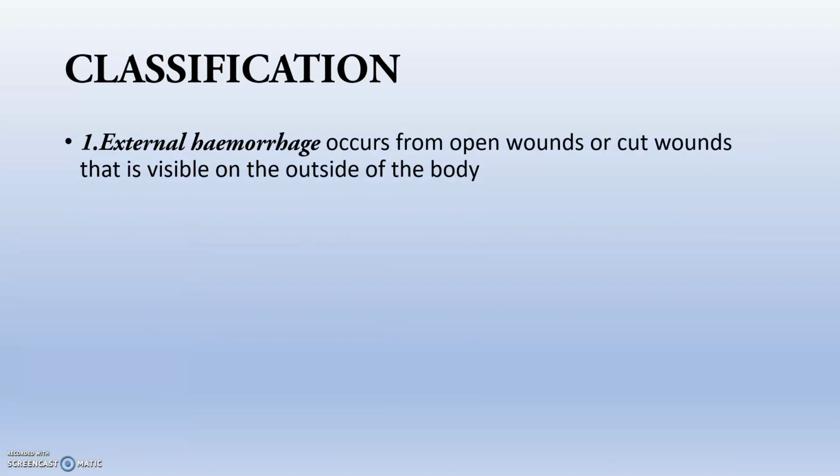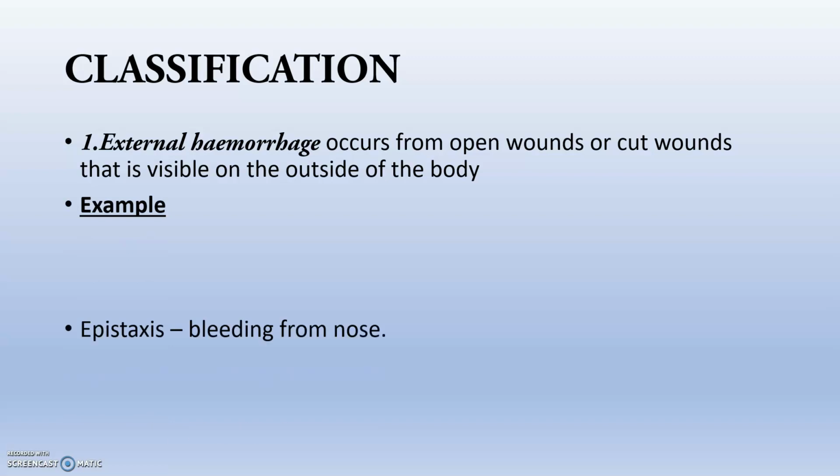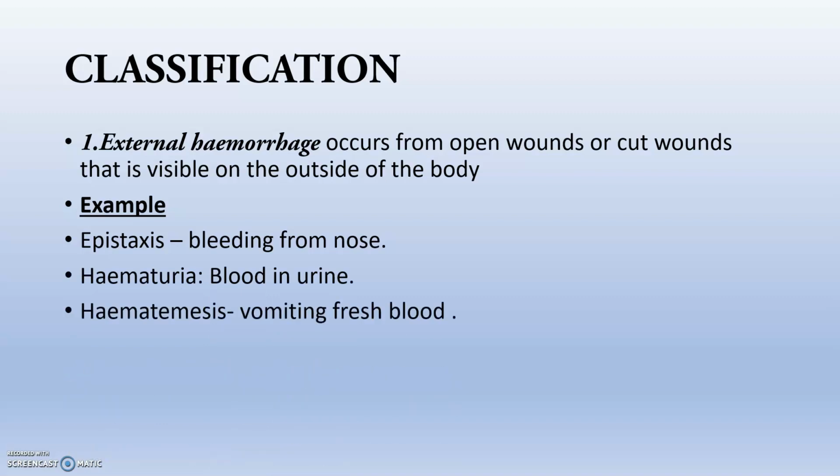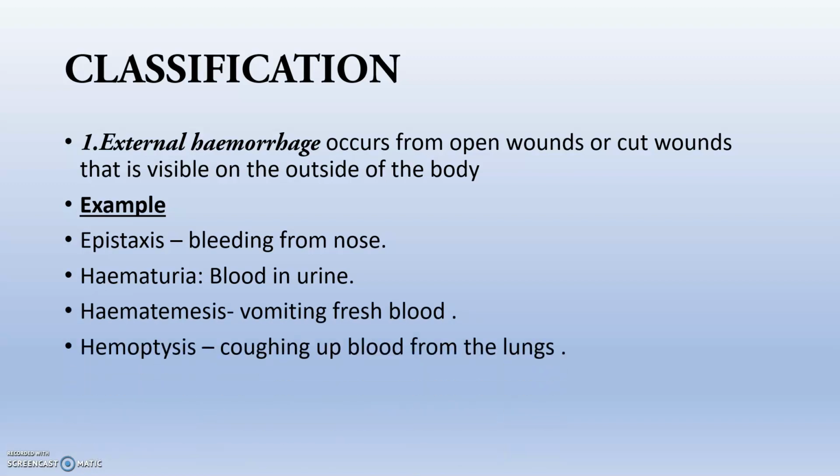Next is the classification. The first one is external hemorrhage, that is occurring from an open wound or cut wound that is visible outside of the body. Examples are epistaxis, that is bleeding from the nose. Hematuria, that is presence of blood or blood particles in the urine. Hematemesis, that is vomiting fresh blood. Hemoptysis is coughing up blood from the lungs. Melena is the presence of blood in the feces.